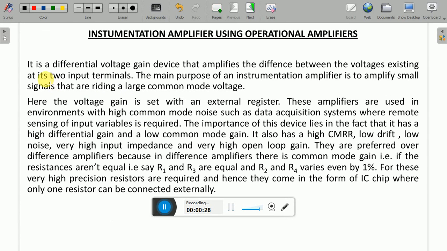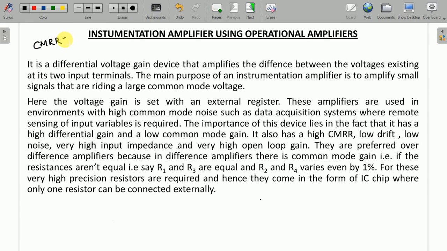So it is a differential voltage gain device that amplifies the difference between the voltages existing at its two input terminals. The main purpose of an instrumentation amplifier is to amplify small signals that are riding a large common mode signal. यानी common mode signal के साथ मिल के अगर एक छोटा सा difference mode signal आ रहा है तो instrumentation amplifiers का काम है कि उस छोटे difference signal को amplify करे और common mode को reject करे. So we know, इसका मतलब क्या है, इस device के पास बहुत high CMRR होना है.